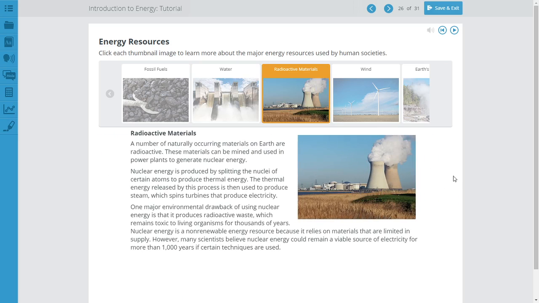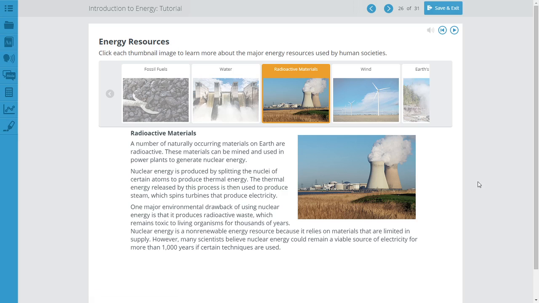Radioactive materials. This is my second favorite. Radioactive materials, nuclear energy. Nuclear energy used to be a problem. Back in the 70s and 80s when I was a kid, oh my God, we were all going to die because these nuclear reactors are going to melt down. But the truth is today, we've got the science and we've got the construction of these things down to an art. We can build them and they're safer than anything else.